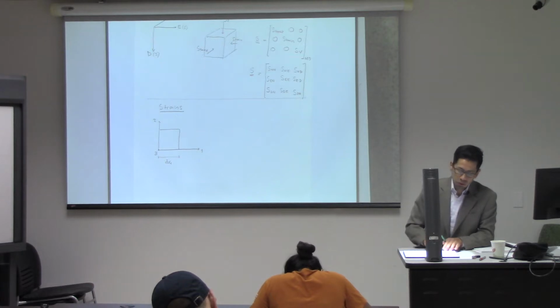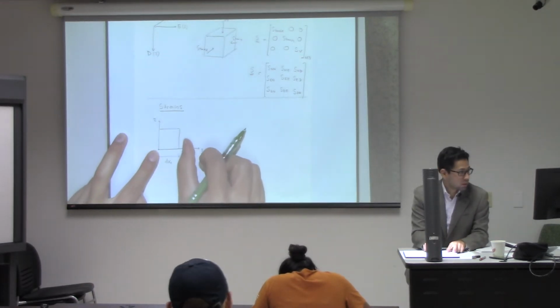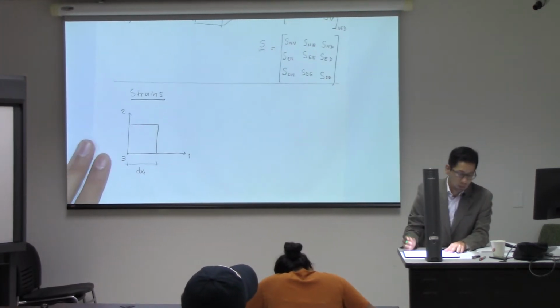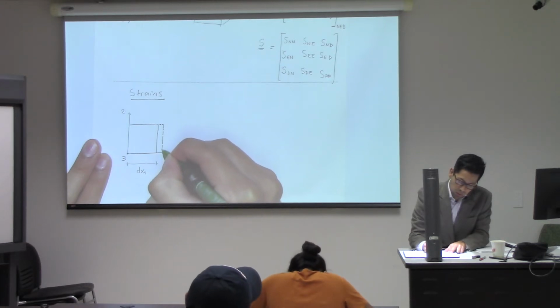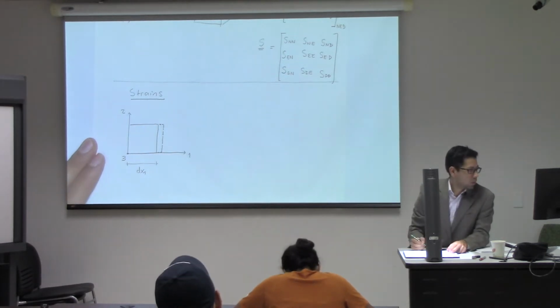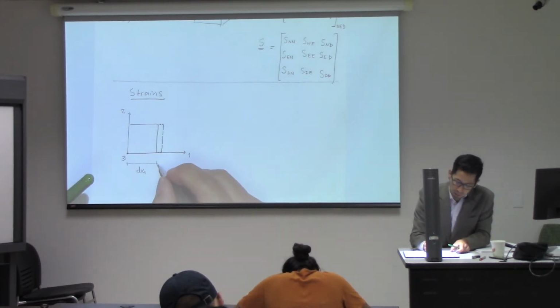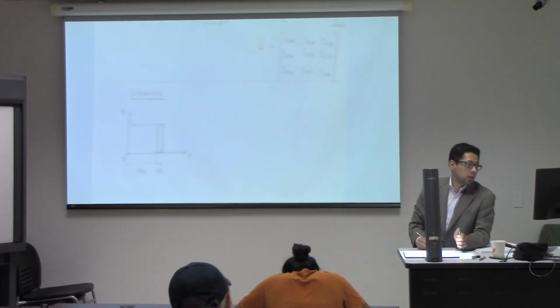And if I were to stretch now this solid, if I wanted to pull from this face to the right, that solid could be formed into this new shape, and we're going to have displacement, which we're going to call du1.